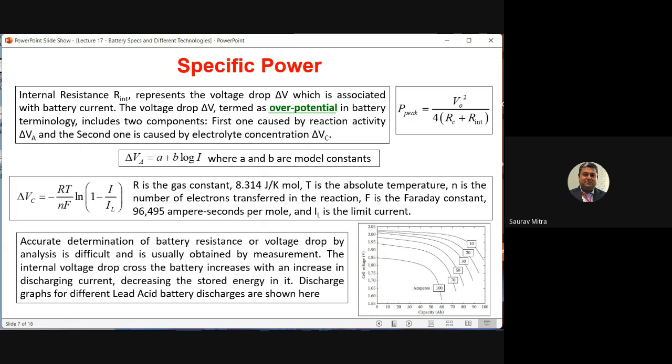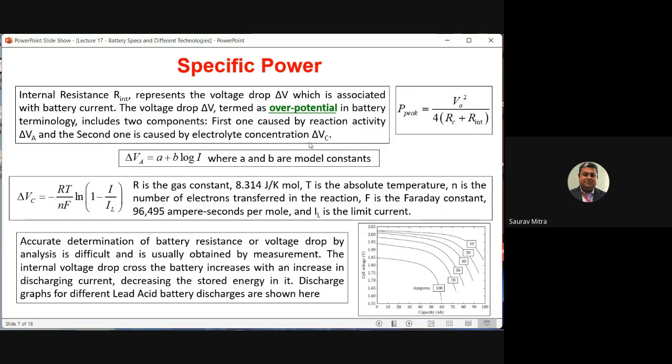Here, accurate determination of battery resistance or voltage drop by analysis is difficult and is usually obtained by measurement. So here, this graph, if you remember, was shown to you. At the top, you are finding the voltage delta V termed as the over potential in battery terminology. So inside the battery, there is some kind of voltage drop, which is called over potential. It includes two components. The first is caused by the reaction activity, delta VA, and the second is caused by the electrolyte concentration, delta Vc.